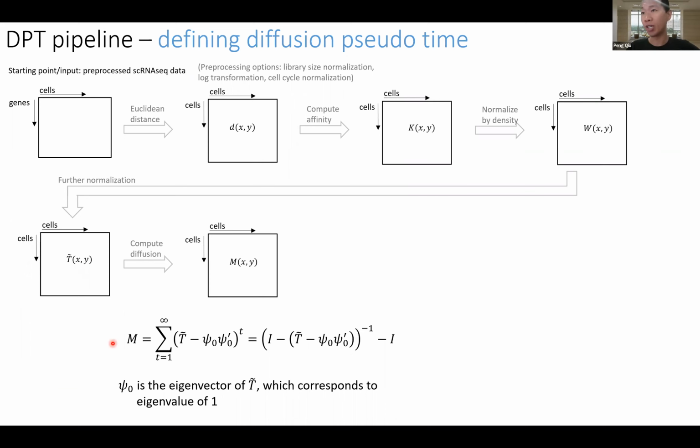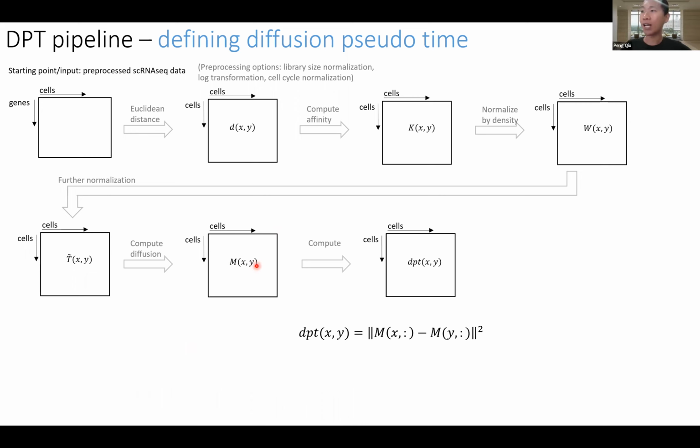So let's just ignore this phi here. This M matrix is just T plus T squared plus T cubed plus T to the fourth power, and so on. This infinite series actually has a nice mathematical formula that we can use to easily compute it. So this M matrix represents the possible transitions among cells if we consider all possible numbers of steps: one step, two steps, three steps, because we're summing up T squared, T cubed, etc. This is the overall transition probability.